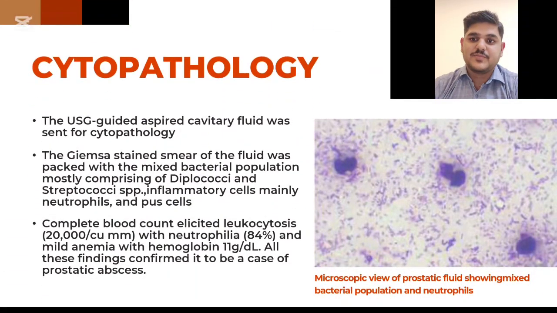Further clarification was made using cytopathology. Ultrasonographically guided aspiration was done, and the fluid was sent to the lab for cytopathology. The Giemsa stain smear of the fluid was packed with a mixed bacterial population of Diplococci and Streptococci species. Also, inflammatory cells, mostly neutrophils and pus cells, were found. Complete blood count showed leukocytosis and neutrophilia, which confirmed it as a case of prostatic abscess.